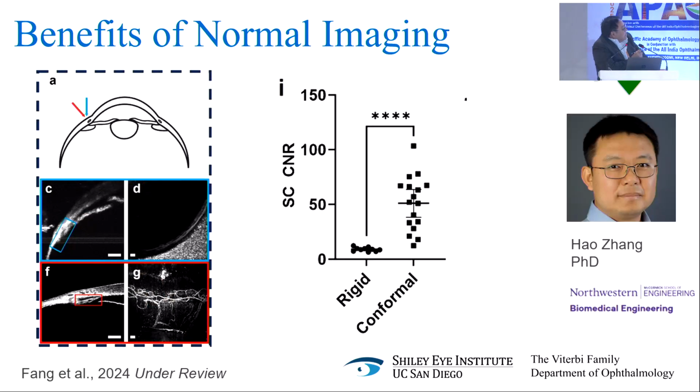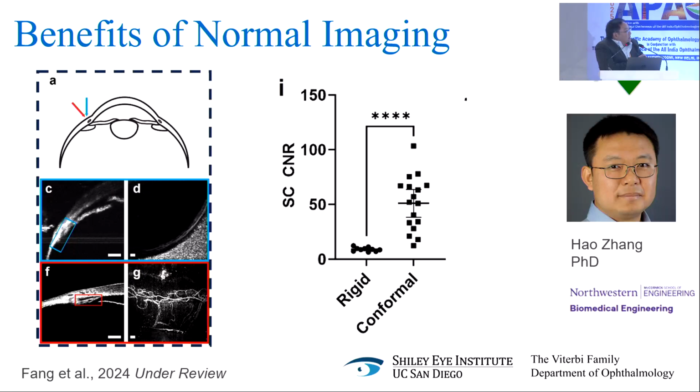Here is work in mouse by his team. In the blue is if this is straight imaging that's oblique. You get the image, but it doesn't look good. The signal to noise ratio is not great, but if you image perpendicular to the target, you get a much better image with also higher signal to noise ratio.